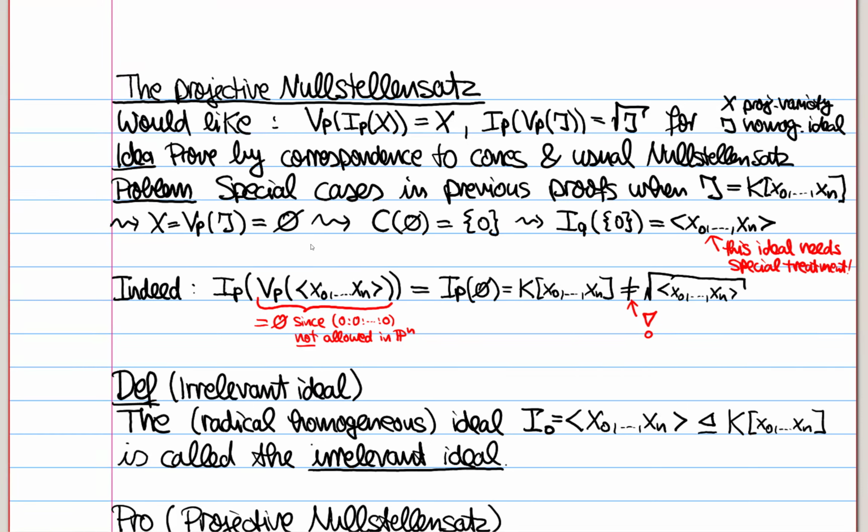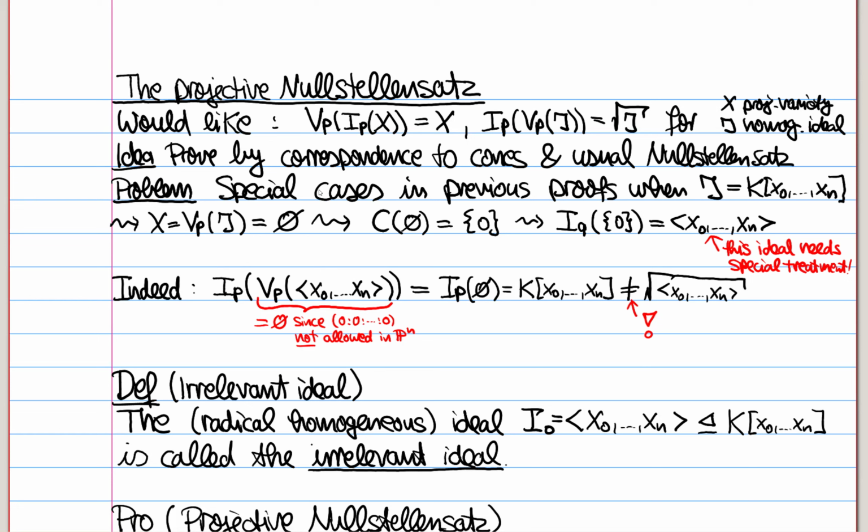But then if you take the cone over the empty set, by definition, it always contains 0. And then if you take the ideal of this cone, the ideal of the origin is the maximal ideal generated by x0 to xn. And you see that is a bit strange, because we started with an ideal, then we took the projective locus, then we took the cone over this, and then we took an ideal, and we didn't return to the ideal that we started with. That's a bit worrying if we try to use all these correspondences. So something doesn't commute.